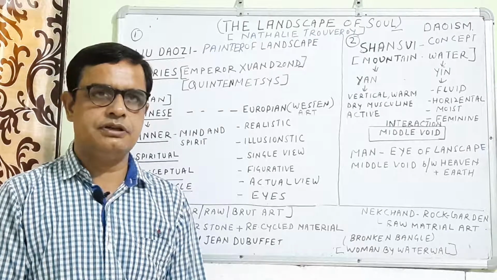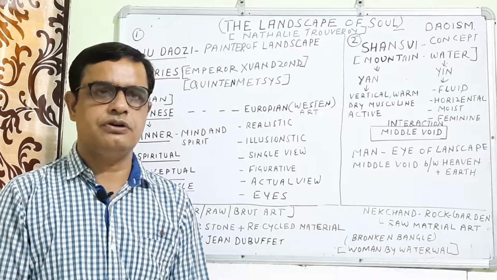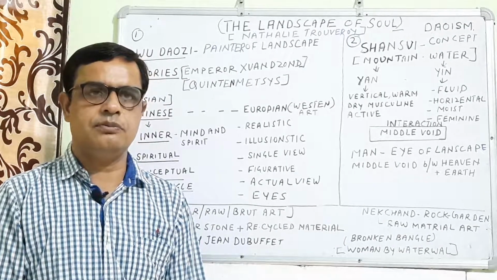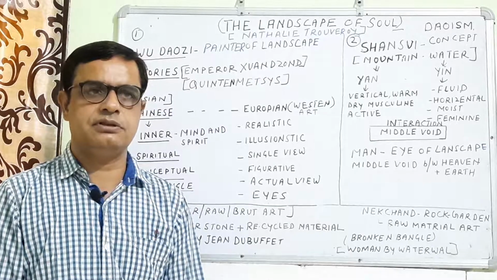Good afternoon, students. Today we want to discuss chapter number 4 from the Hornbill book, The Landscape of the Soul, for class 11th students.